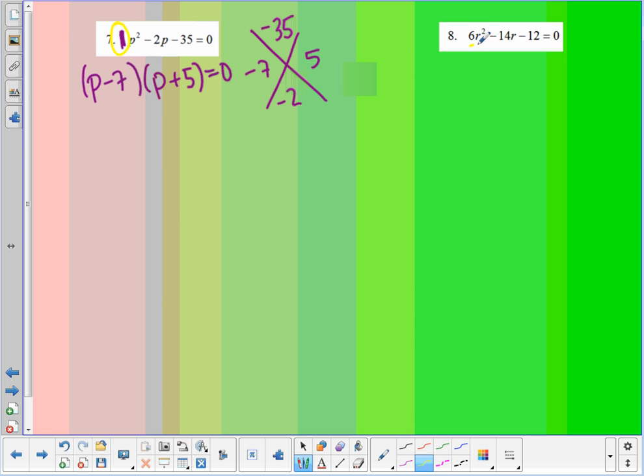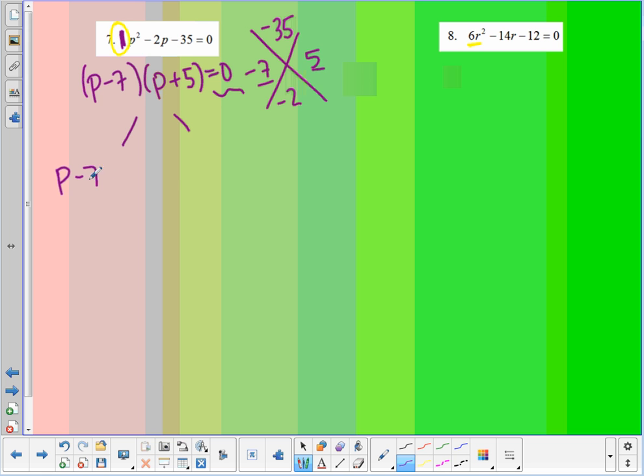So you'll see in number 8 how I'll have to go back to using the x. But for these purposes, I can skip the part of having to split the middle and group it because I have this 1 in front that tells me that these are my factors. So p minus 7, p plus 5 is equal to 0. Again, I'm still equal to 0. I still need to split it and solve.